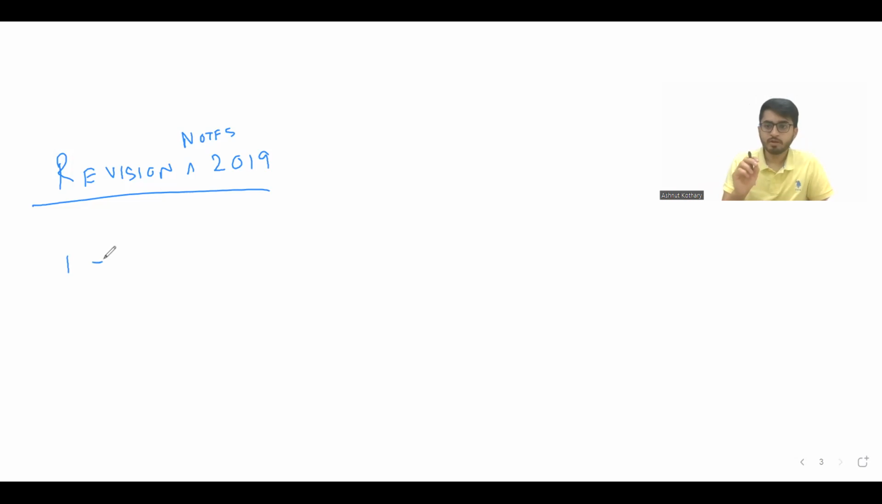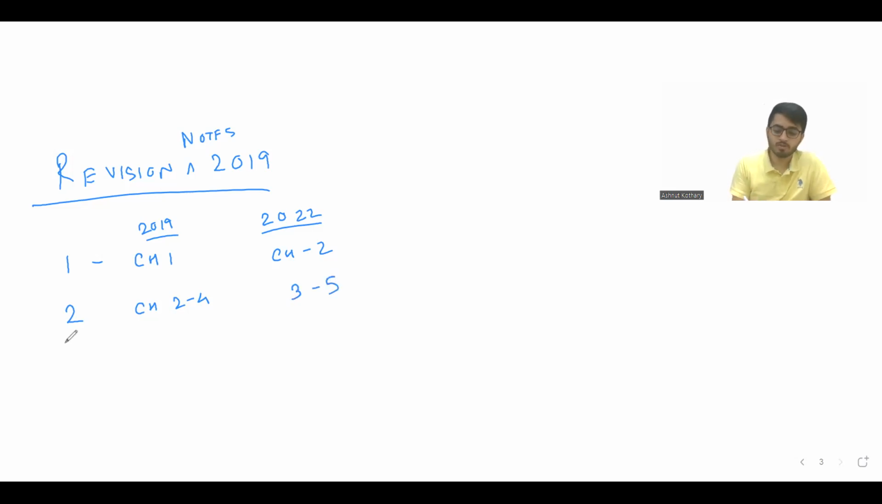Booklet 1 is corresponding to the hard copies or the soft copies which you would be using will have chapter 1 probability distribution. So this is chapter 1. This is according to 2019. As per 2022, this is nothing but basically chapter number 2. Booklet 2 will basically have chapter number 2 to 4. As per 2019 version, as per 2022 version, this would constitute chapter 3 to 5, and so on. We have it till 7 booklets.